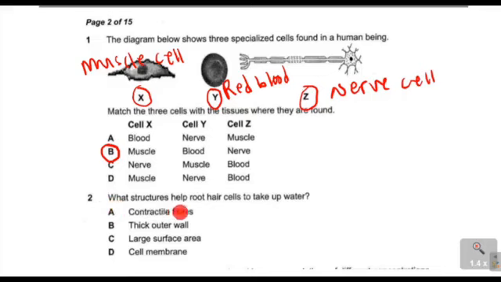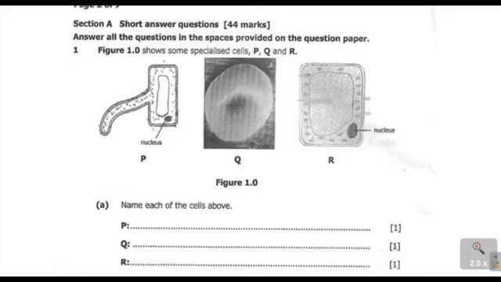What structures help root hair cells to take up water? A. Contractile fibers. B. Thick outer walls. C. Large surface area. D. Cell membrane. So the structure that helps the root hair cell to take up water is the large surface area. So this is our answer. We have answered this question. Now we move on to our next part.